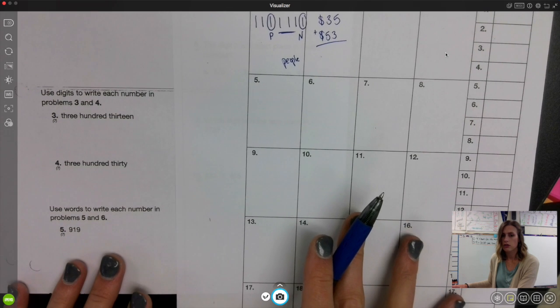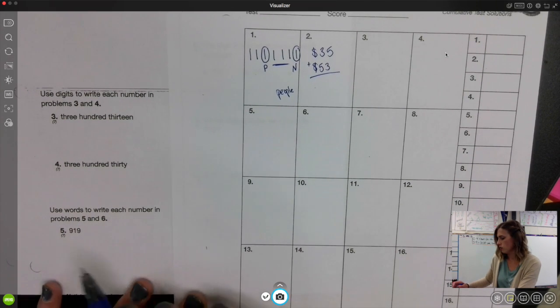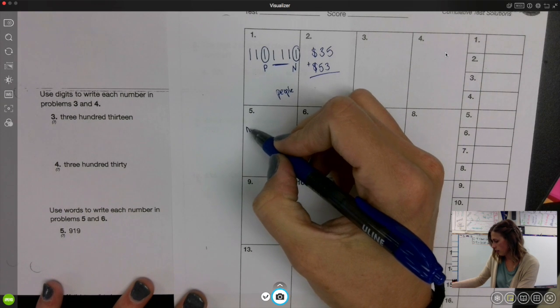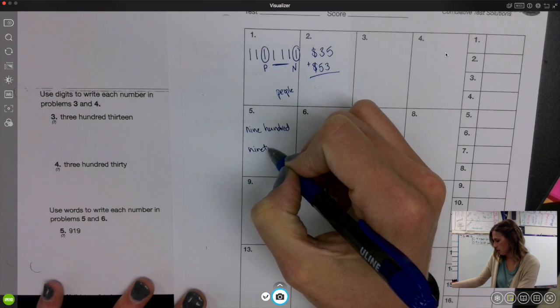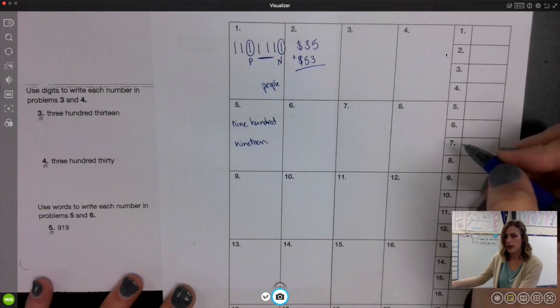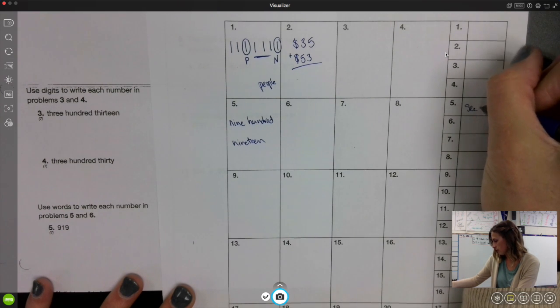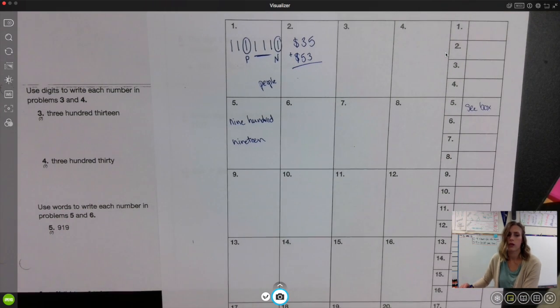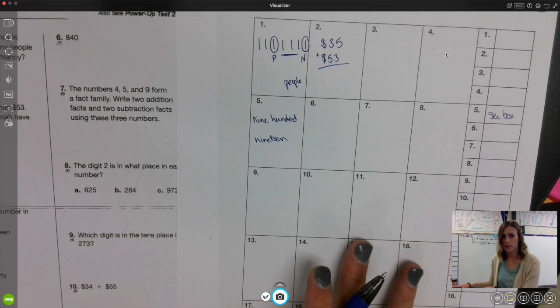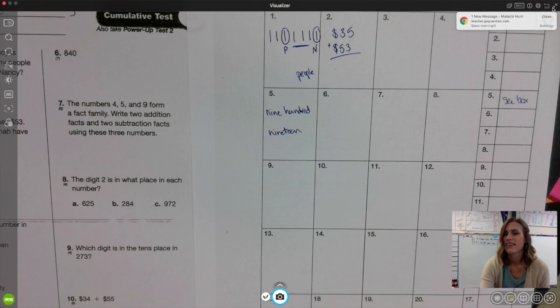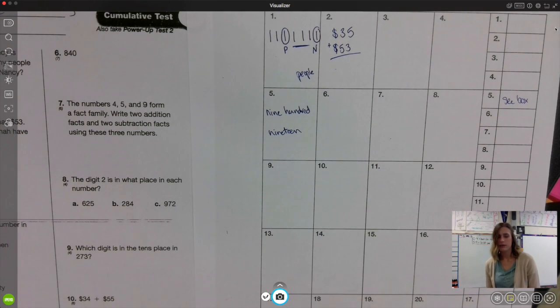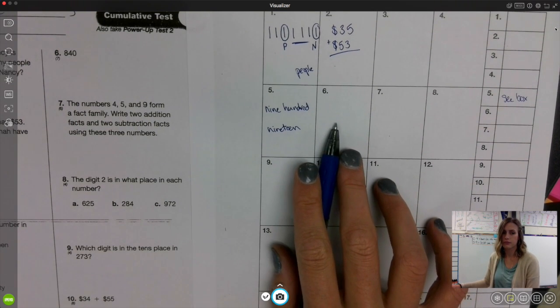Number 5, you need to use words to write that number. So, number 5, 919, you'd write 919. That'd be really, really small if I jammed that in this box, so I'm going to write see box here. Remember, you could pause the video if I'm going too fast for you. Number 6, we need to do the same thing for 840. So you're going to write 840 in this box.